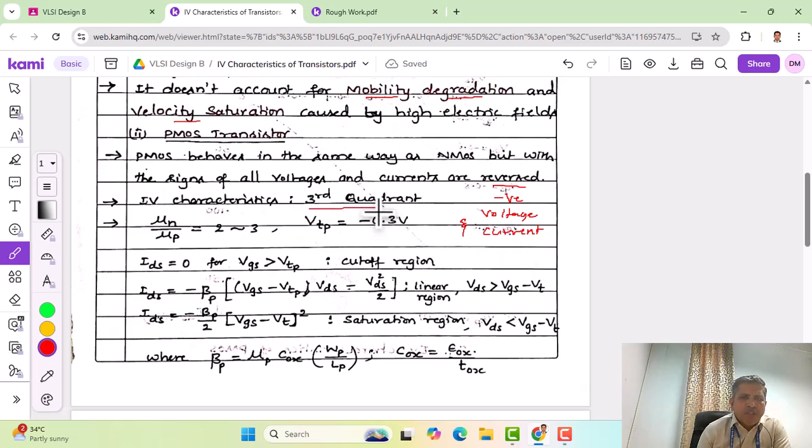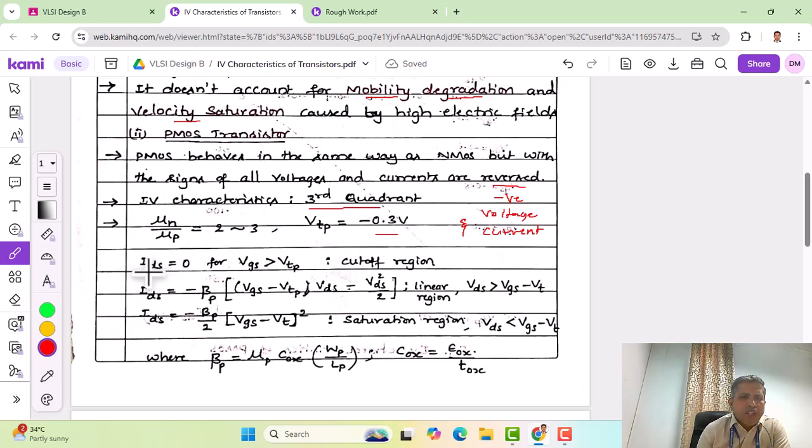One more observation with reference to the PMOS transistor: if you look at the mobility, mu n, electron mobility versus hole mobility, according to the theoretical estimation, the electron mobility is 2 to 3 times the hole mobility. In other words, holes move at lesser speed compared to electrons. The threshold voltage that we choose here is negative, minus 0.3. Just like in NMOS we chose plus 0.3, here we have assumed the threshold voltage as minus 0.3 volts. Now let us try to write the current equations in different regions.